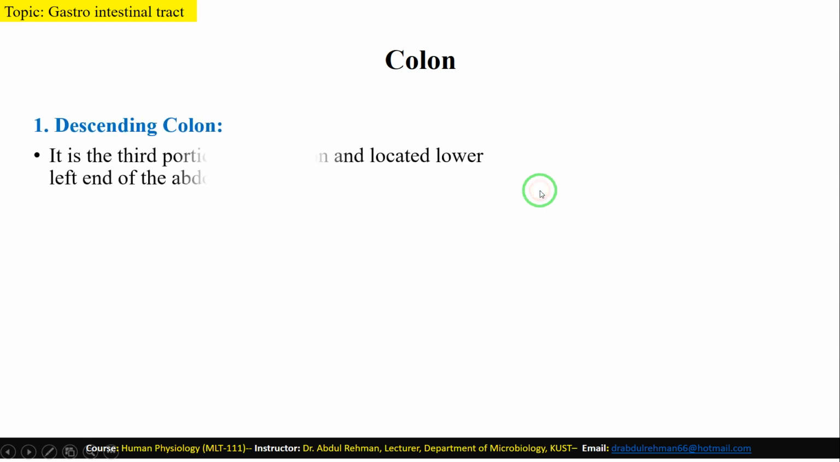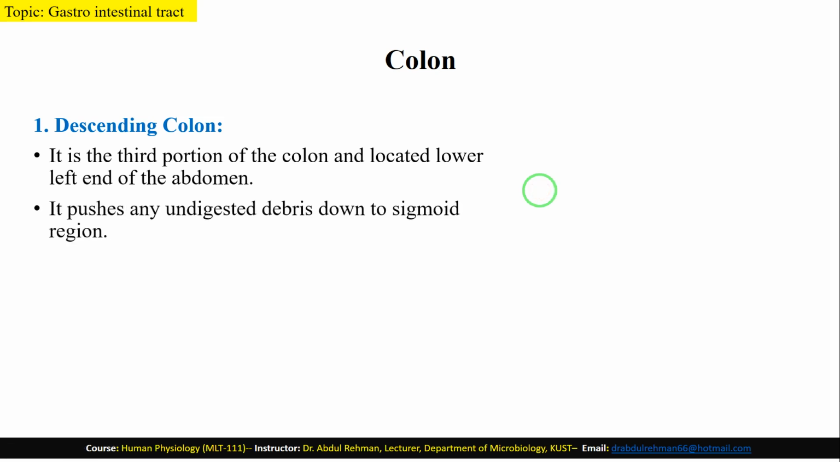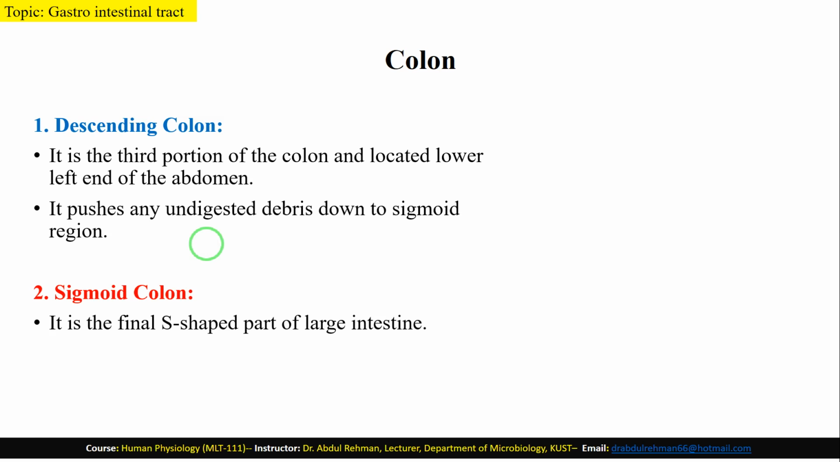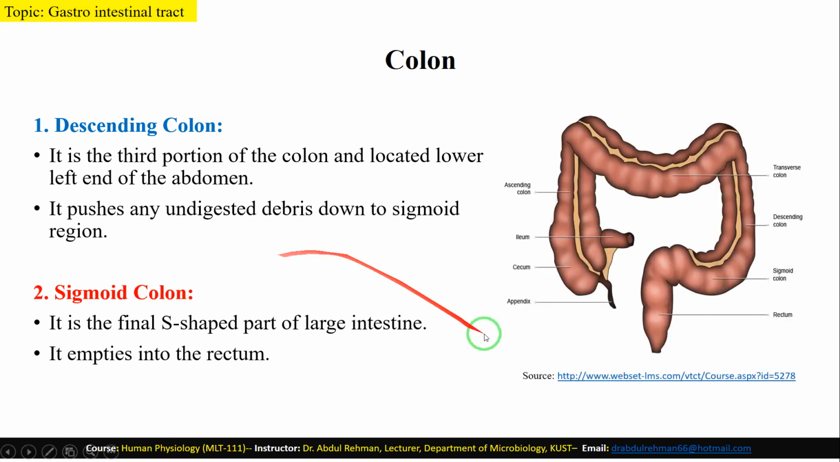While the descending colon is the third part of the colon and is located at the lower left end of the abdomen, and it pushes any undigested debris down to the sigmoid region that holds the complete waste material. While the sigmoid region is connected with the rectum, and it is the final S-shaped structure of the larger intestine, and it empties into the rectum. It mostly pushes feces into the rectum and then they are released from the body.